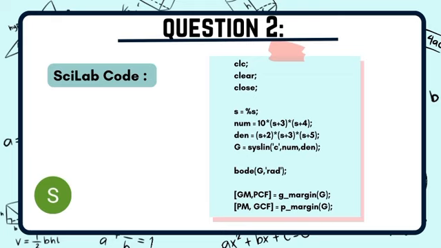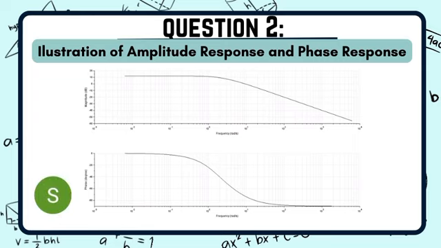The coding generates the Bode plot using the bode function, and then calculates the gain crossover frequency and gain margin using the g_margin function, as well as the phase crossover frequency and phase margin using the p_margin function. Finally, the script displays the calculated values in the console. This is an illustration of the amplitude response and phase response simulated in Scilab.